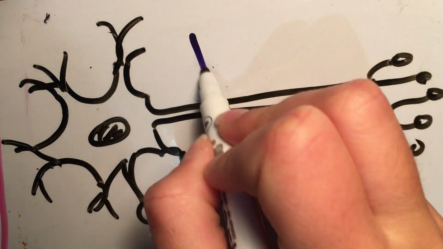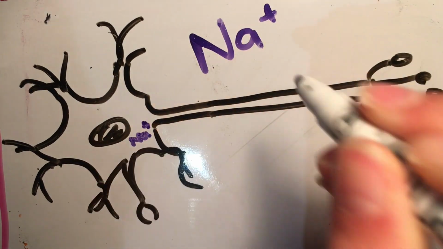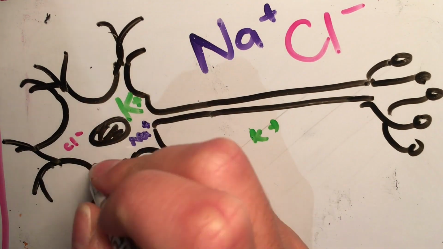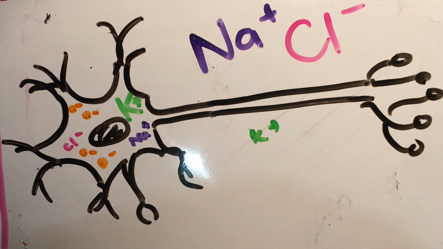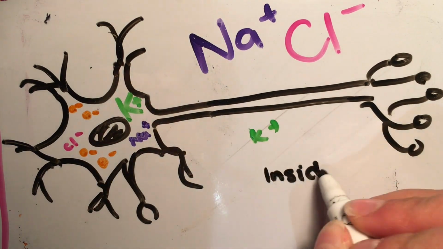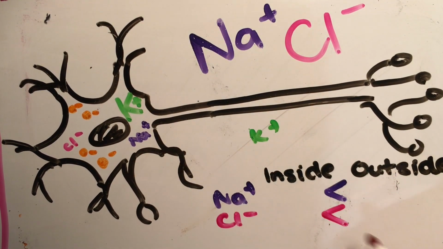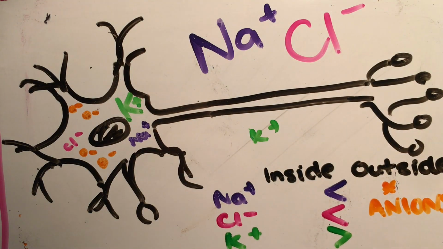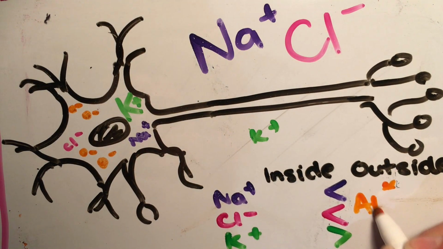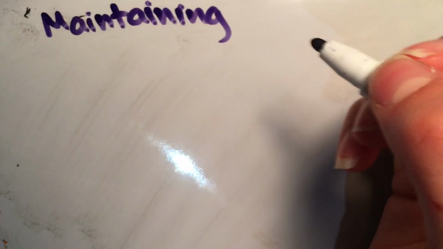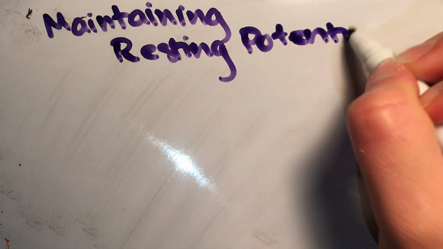To understand how these action potentials work, we have to understand that there are different ion concentrations inside and outside of the neuron. So for instance, there are high concentrations of sodium outside the neuron compared to inside the neuron. Chloride is also higher outside, and potassium is higher inside the neuron. Additionally, the proteins our body has inside these neurons are typically negative, and so we have a negatively charged neuron. So this is how we maintain the resting potential.